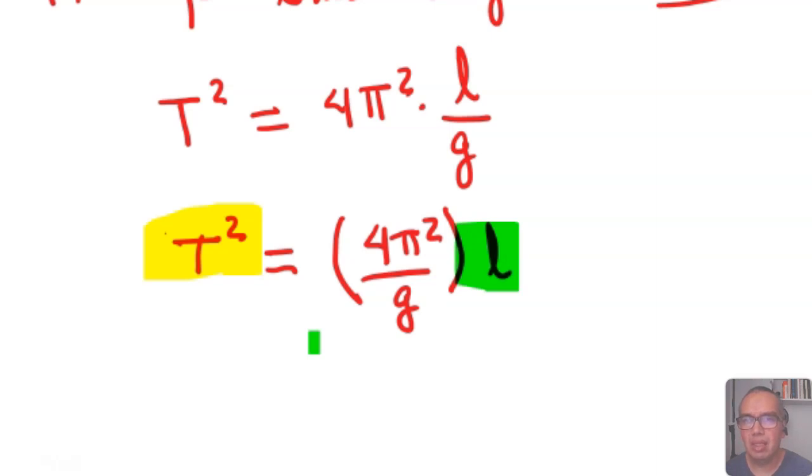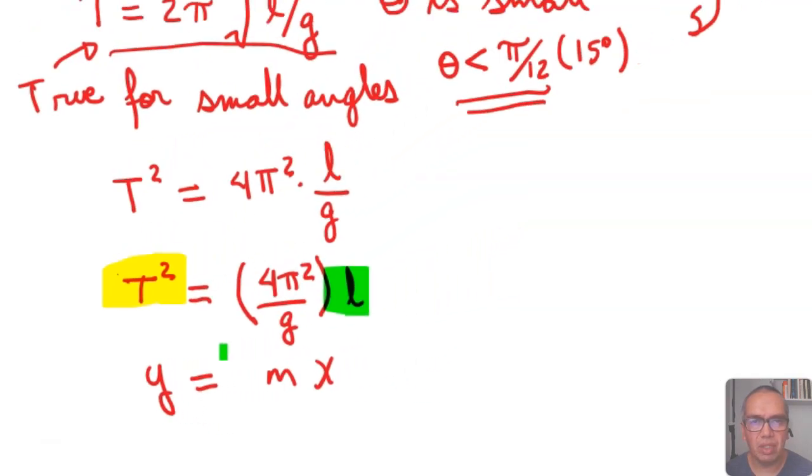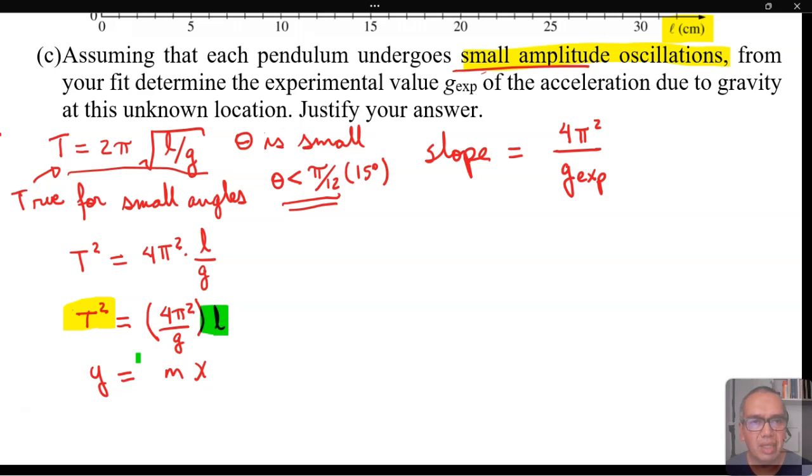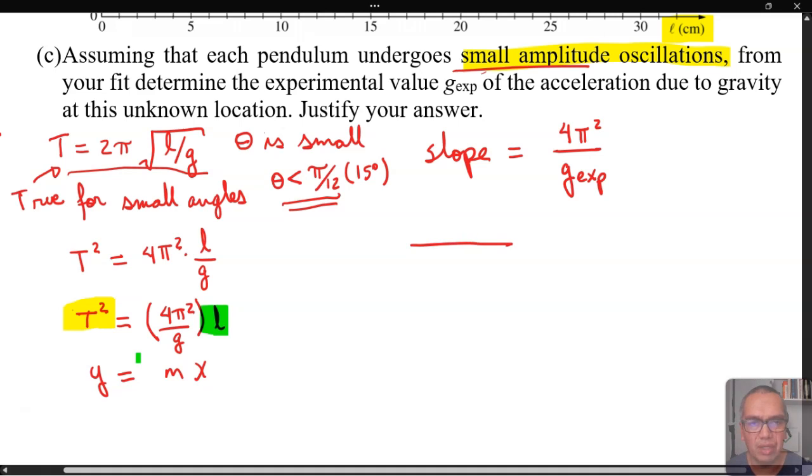So this means that this equation looks very much like the classical straight line y equals mx, which means that our interpretation of the slope of this line is that the slope is the expression for 4 pi squared divided by g. In this case, we're going to call it gx, which is the experimental value of g that we are trying to find. So if we get the slope of that line, there is a chance that we can get a value for the experimental acceleration due to gravity.